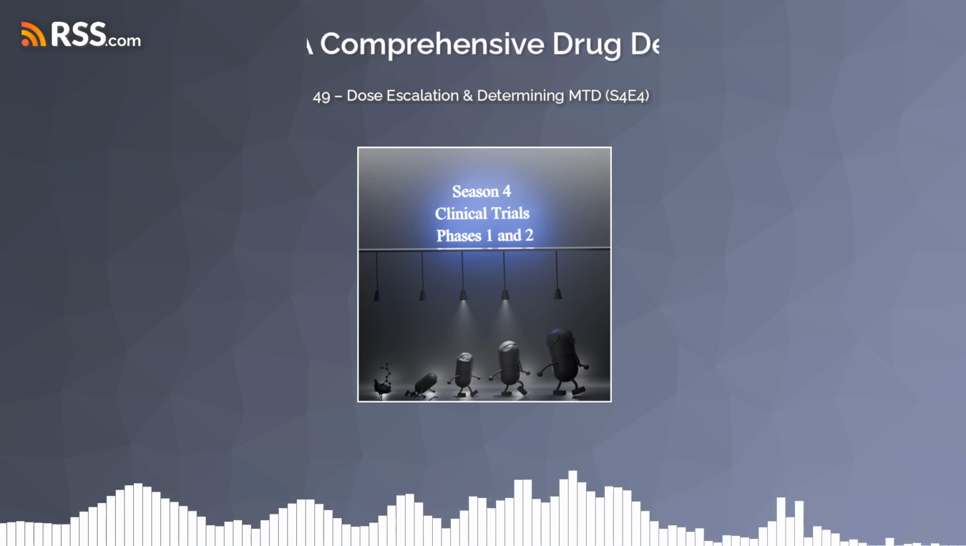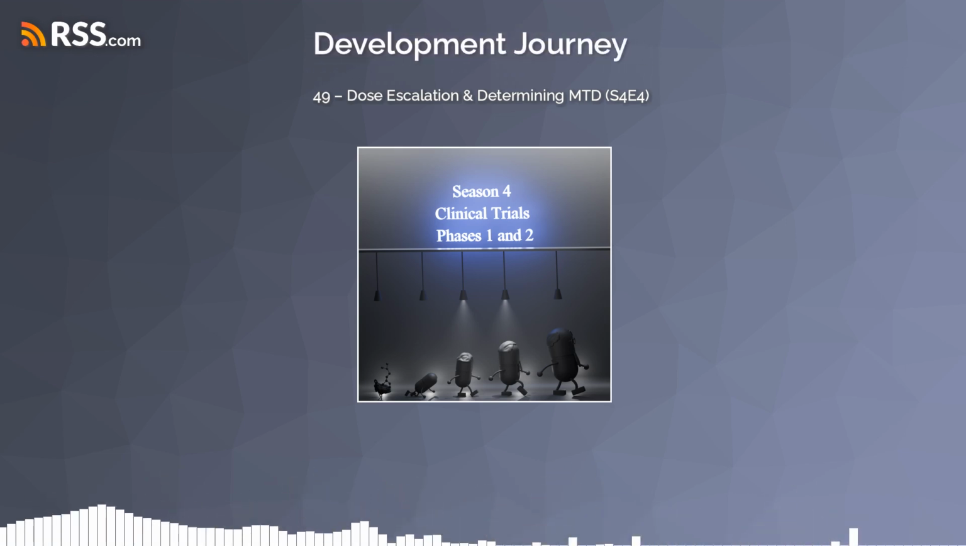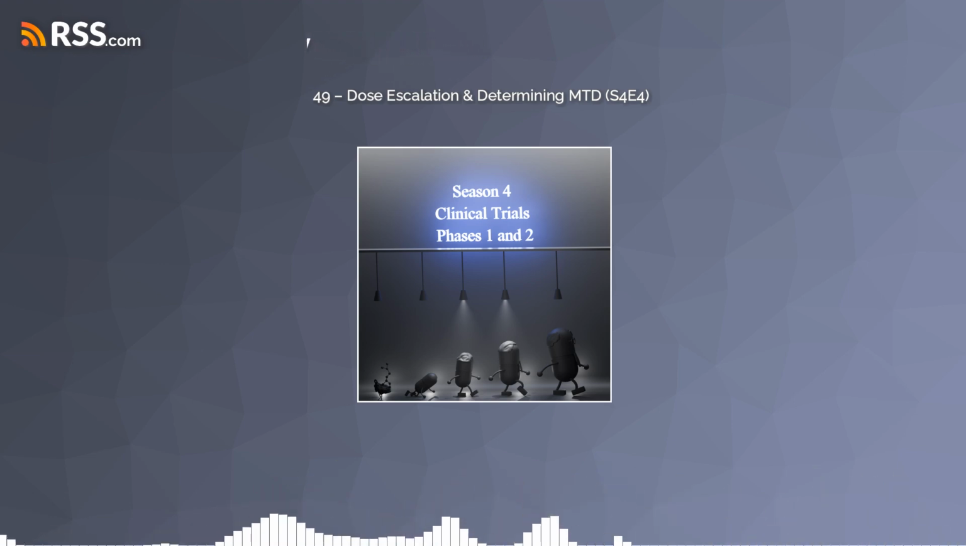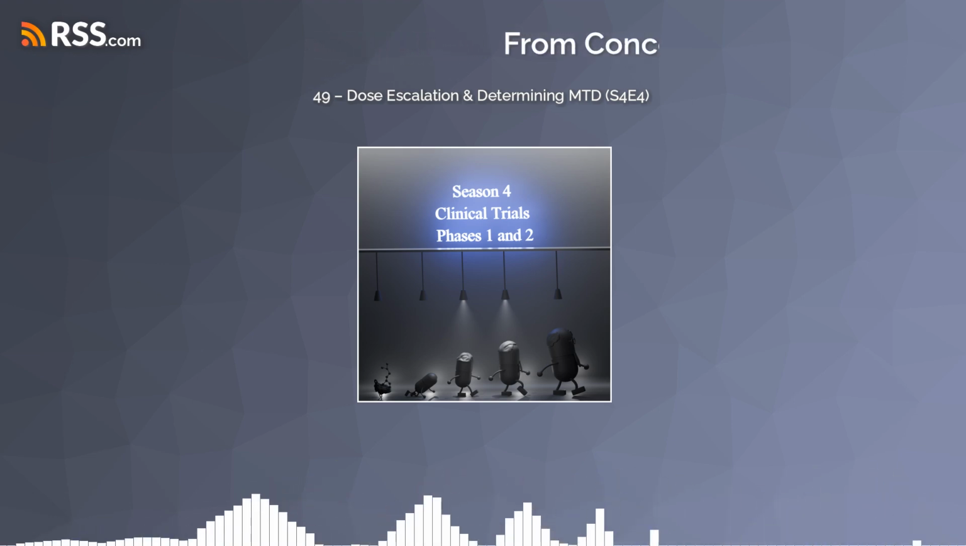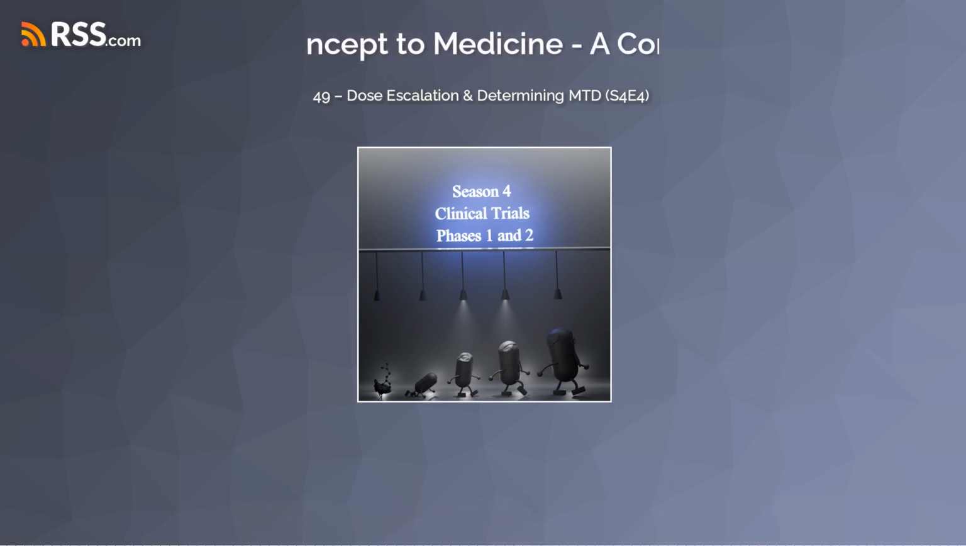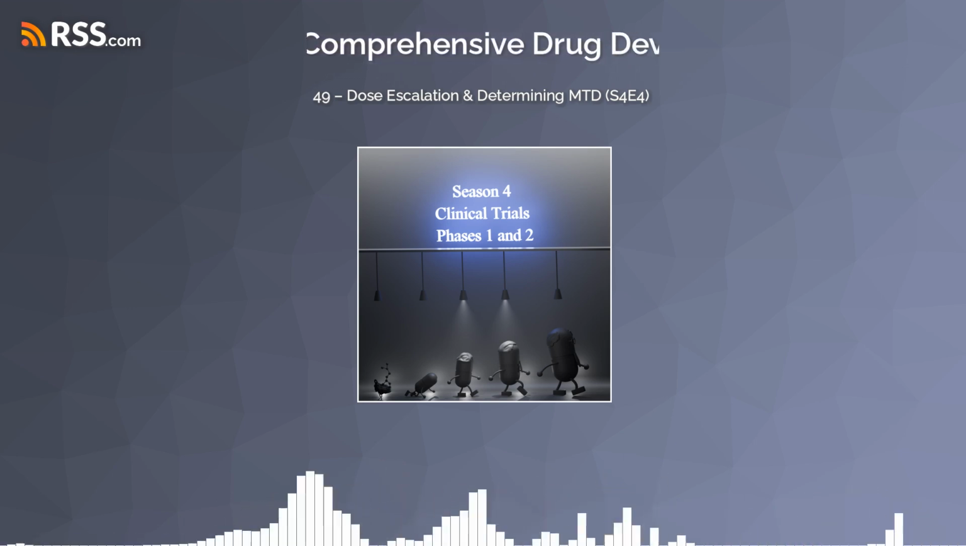So it's not just about looking for that MTD, but also trying to uncover how the drug interacts with the body at all these different levels. Absolutely. For instance, we might look for patterns in the side effects. Do they only show up at higher doses? Are they related to how the drug works at the molecular level? These clues are essential for understanding the drug's potential risks and benefits.